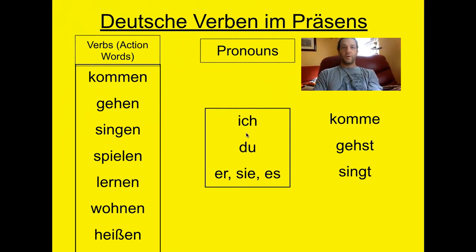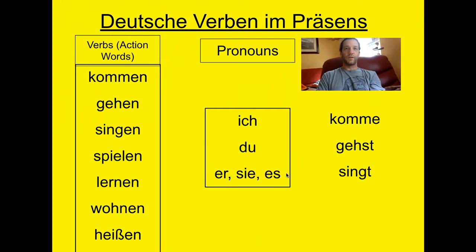Okay, so the first pronoun is ich. That's ich. You may have heard this before or may remember from class. The second pronoun is du. That's you, du. Third pronoun or third set of three is sie, es, and that means he, she, or it. Sie, es. So we have ich, I, du, you, or sie, es, he, she, and it.